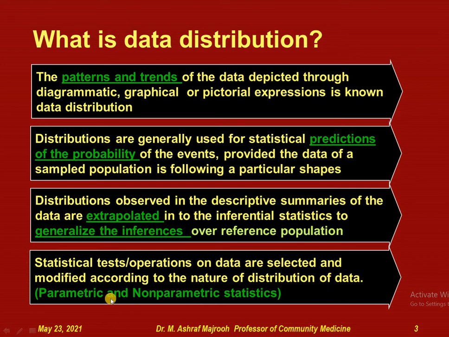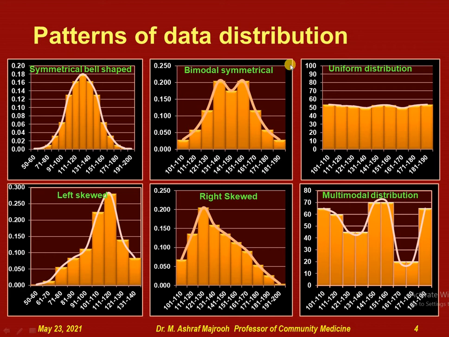If the data is fitting into a particular model, then we use the parametric statistics, and if it is not fitting good, then we use the non-parametric statistics. Here we observe the data pattern. The histogram is synergized with the line diagram, and the typical pattern depicted through these diagrams. This is the symmetrical bell-shaped distribution, bimodal distribution, uniform distribution, left skewed distribution, right skewed distribution, and multimodal distribution. These we have described in previous session in detail in data presentation.